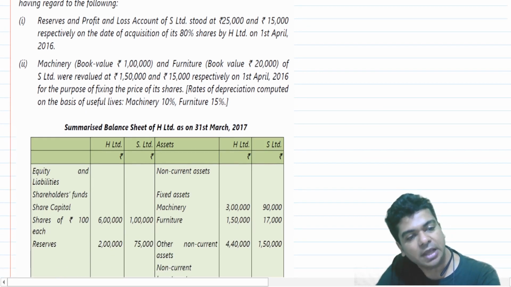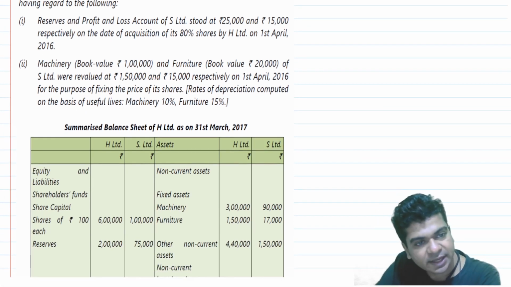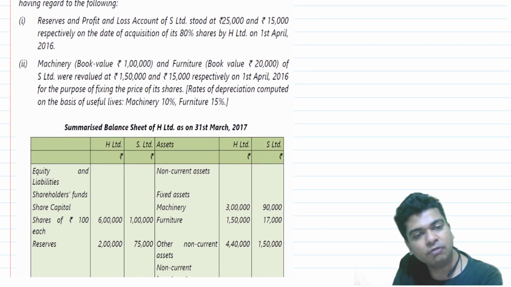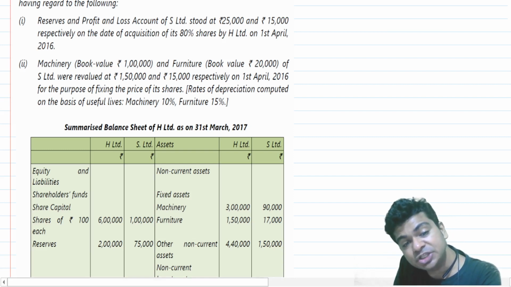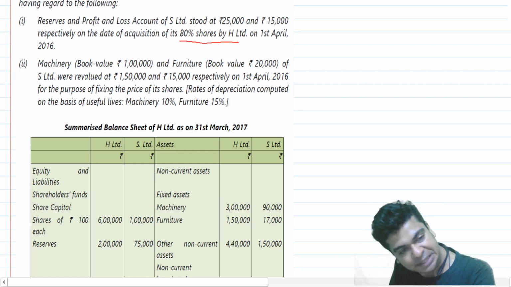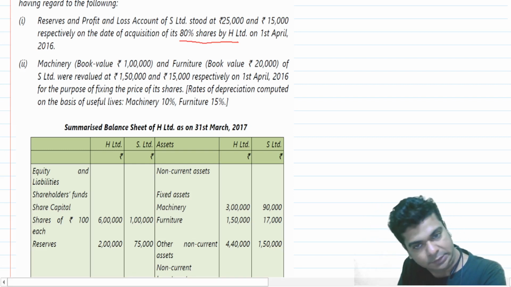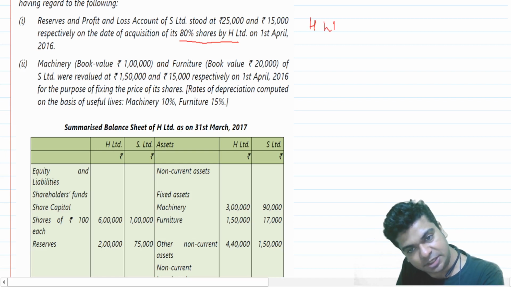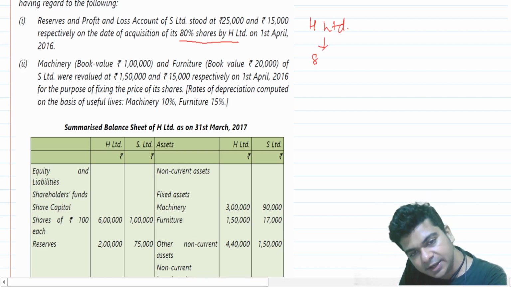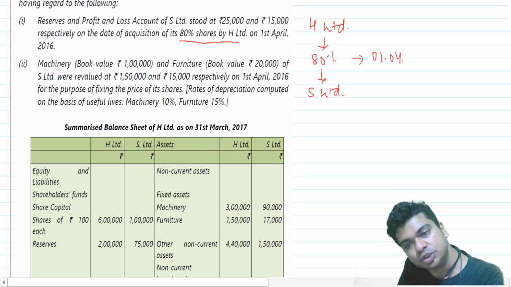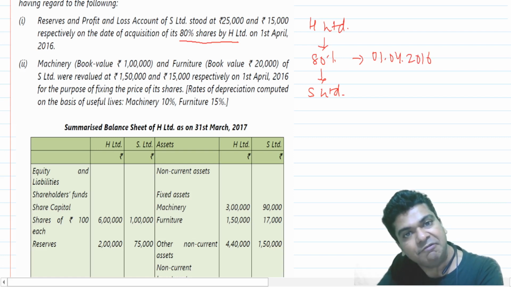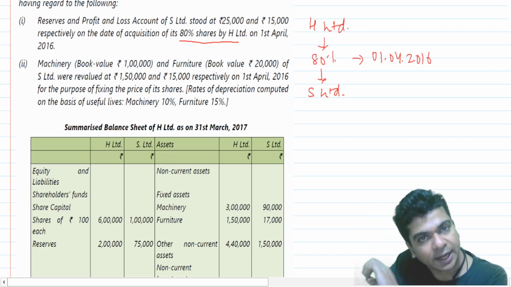The information which they have given: reserves and profit and loss account of S Limited stood at 25,000 and 15,000 respectively on the date of acquisition of its 80% shares by H Limited on 1st April 2016. So they have given us a case of H Limited. H Limited has acquired 80% shares of S Limited, and these shares are acquired on 1st April 2016. So consider 1st April 2016 as the acquisition date.